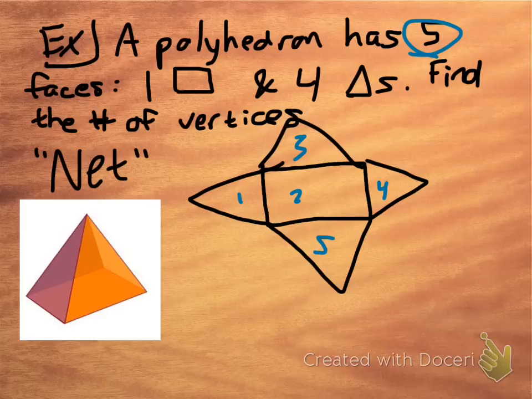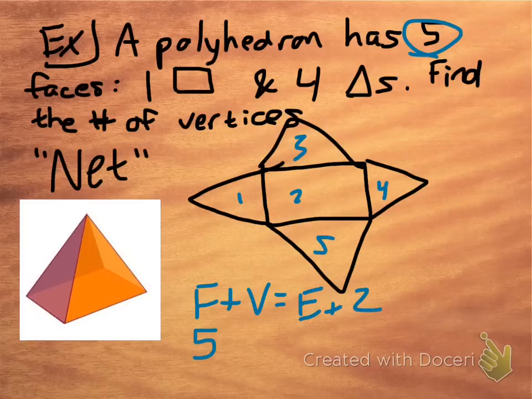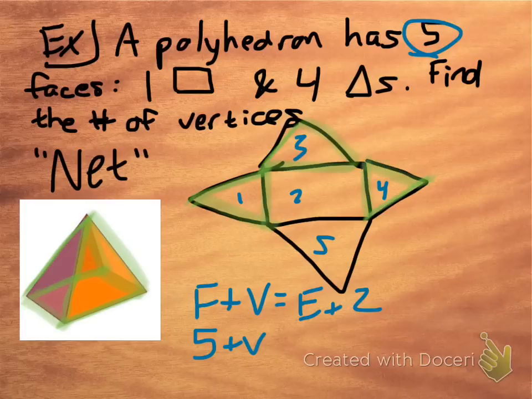So F is, again, let's write Euler's formula. F plus V equals E plus 2. So F is 5. We don't know V. Well, do we know E? Well, let's just count the number of lines. Let's look over here first. So we have 1, 2, 3, 4, 5, 6, 7, 8. So we should have 8. Well, if we count these, we have 1, 2, 3, 4, 5, 6, 7, 8, 9, 10, 11, 12. So how does that make sense?